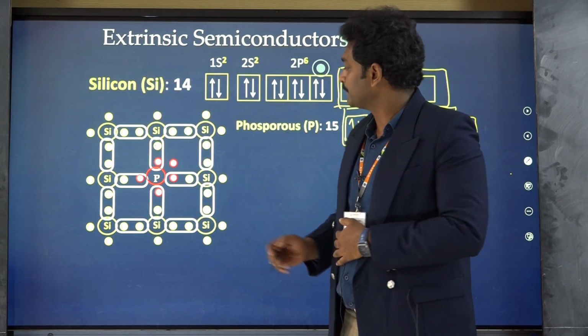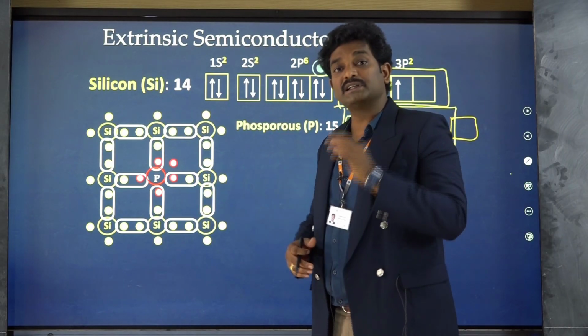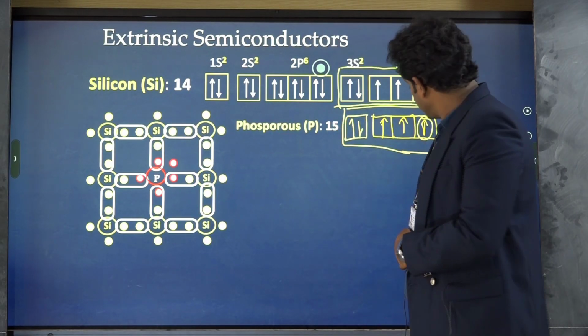You have to remember this is very important. This electron belongs to phosphorus, which is loosely bound, but still it is bound to phosphorus. Okay, let's discuss this. Now what happens to this?